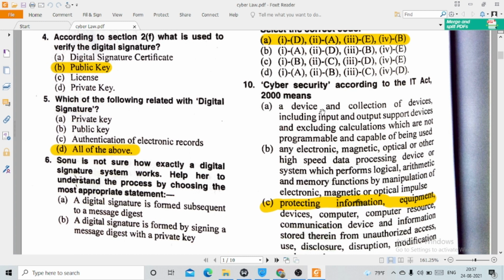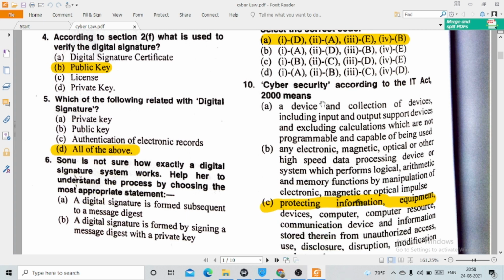Question number 5. Which of the following is related to digital signature? This is option D, all of the above: private key, public key, authentication of electronic records. Let me tell you, the questions are not at all difficult. These questions are procedural and based on the sections of the Act. In case you face any difficulty, I would suggest you go through the bare Act once. These questions are not at all conceptual, and especially the questions relating to cyber law are not very difficult. So just follow my words, and if you have any doubts, you can share them in the comment section below.